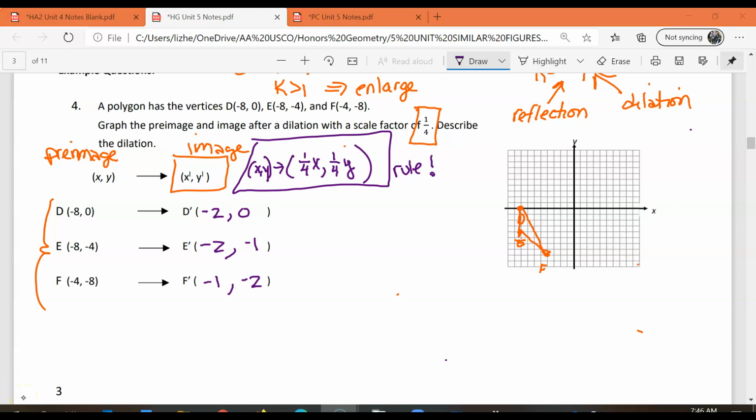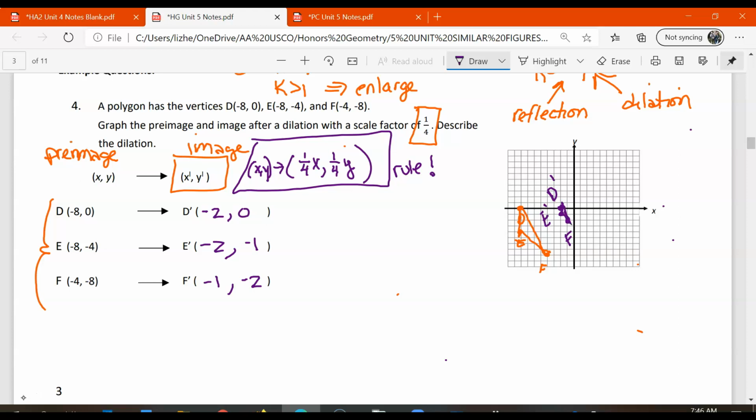All right, so graphing that, I have (-2, 0) for D prime. I should have written that somewhere else. Hold on. Get rid of that. Okay. I have (-2, 0) for D prime. I have (-2, -1) for E prime. And I have (-1, -2) for F prime. Look at how tiny my triangle got.